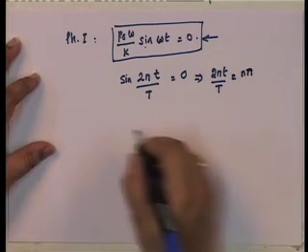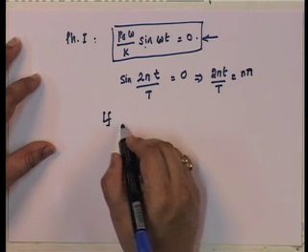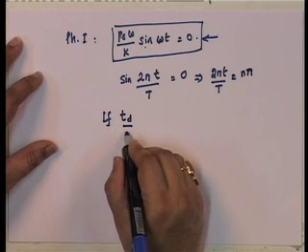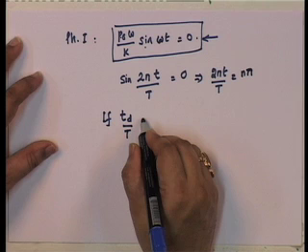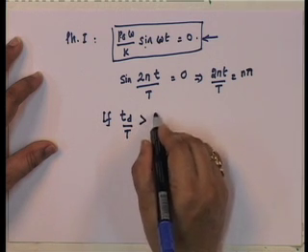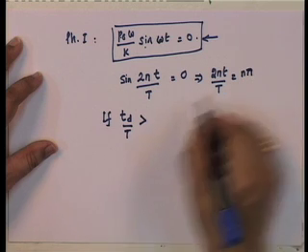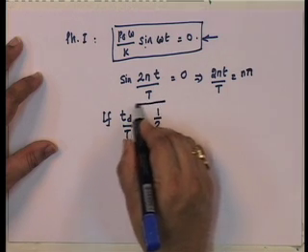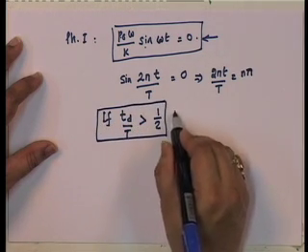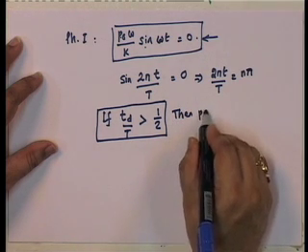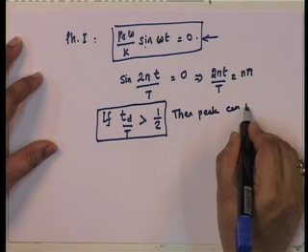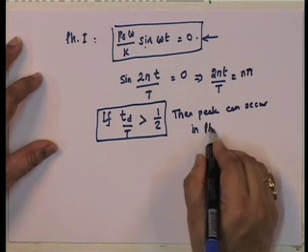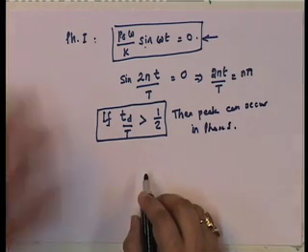So, in other words, if T_d by T is greater than, no, n pi, the first one is pi upon 2 pi, which is half. So, if T_d by T is greater than half, then the peak can occur in phase 1.